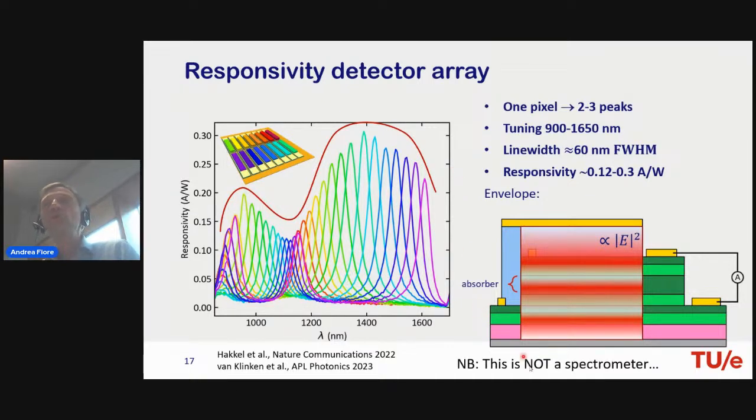Okay, one thing I want to stress is that this is not a spectrometer, right? Because we are not measuring wavelength by wavelength. We are measuring only in certain bands, and even one pixel is measuring multiple bands.